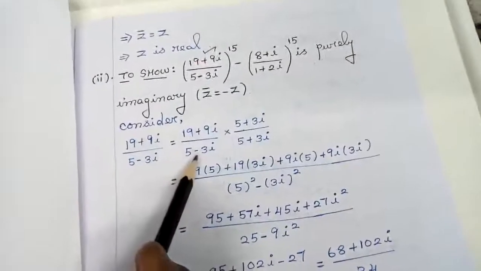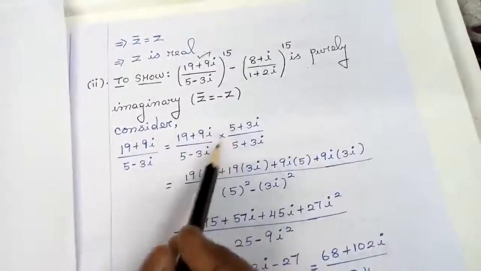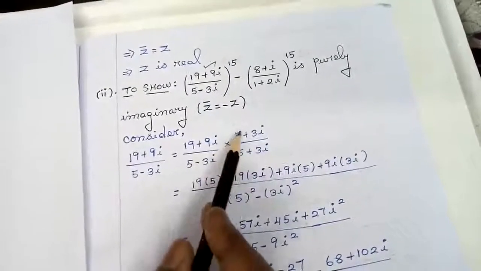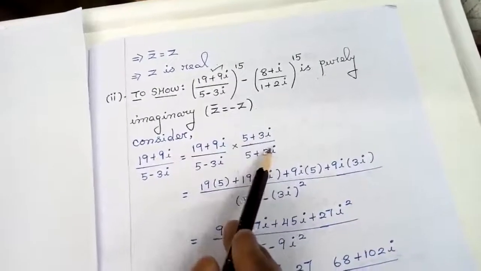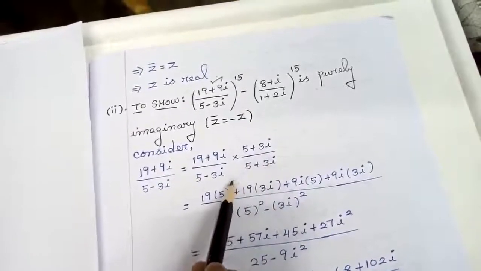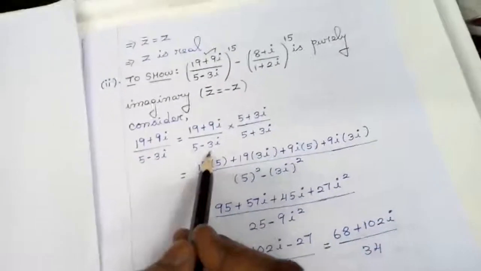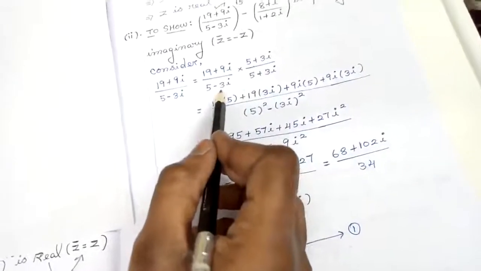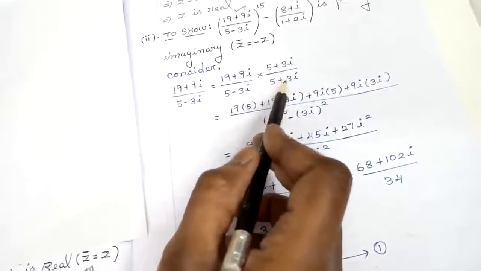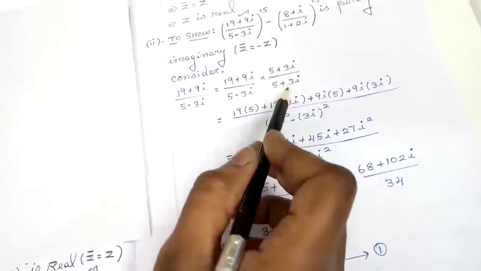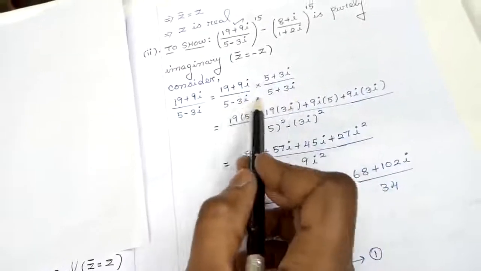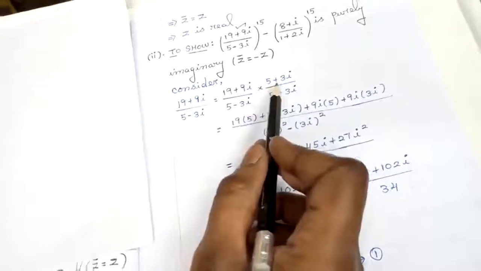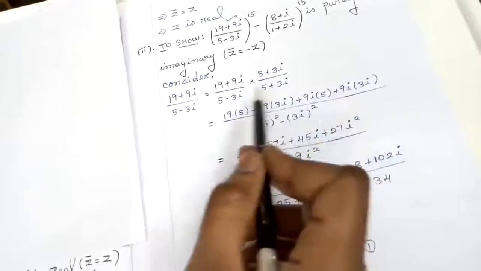I am going to take the conjugate. That is, 5 minus 3i means divide and multiply by 5 plus 3i. That is the concept. Whenever you get a complex number in the form of a fraction, you divide and multiply by the conjugate of the denominator, that is, the same number with the opposite sign. That is taking the conjugate. Simplifying, after simplifying you will get a value like this. Just multiply like normal algebraic calculation.